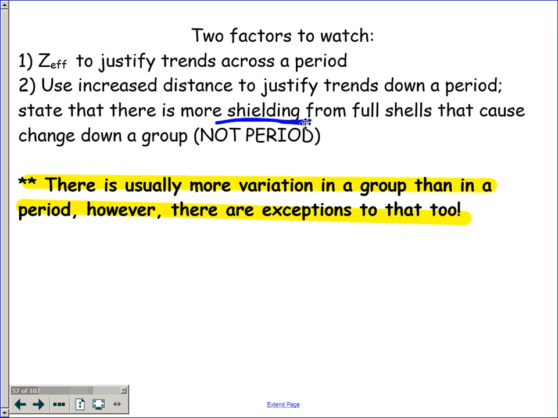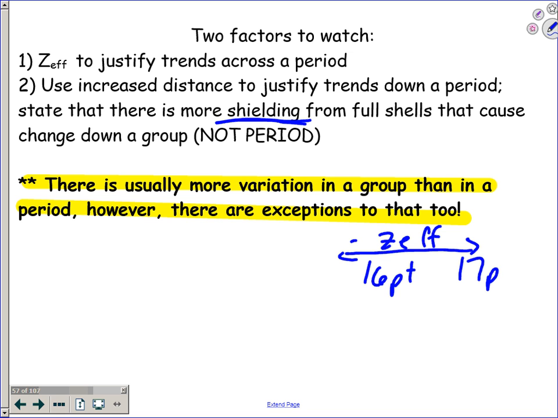If you're ever looking at some variation across a period, and we're looking at ZEF, like sulfur and chlorine: sulfur has how many protons? 16 protons, and chlorine has 17 protons. That's such a minor difference in the nuclear effective charge. It's not going to change the radius that much, it's not going to change the ionization energy that much. It's not going to change anything that much because it's only one proton difference.